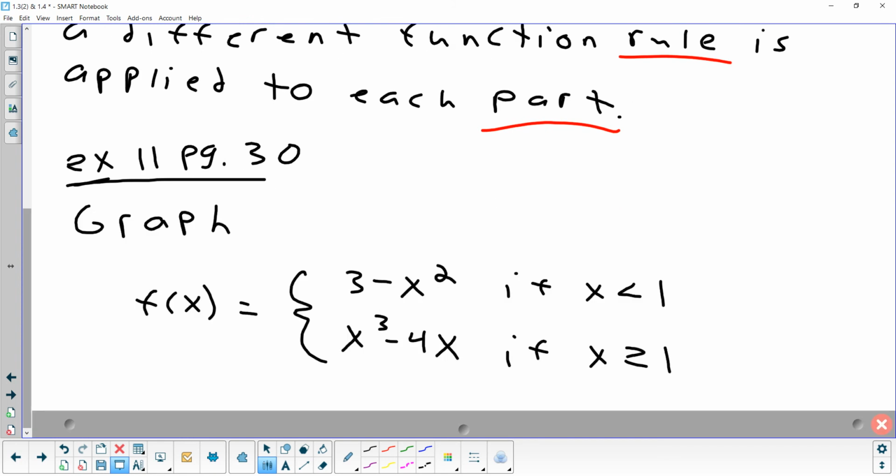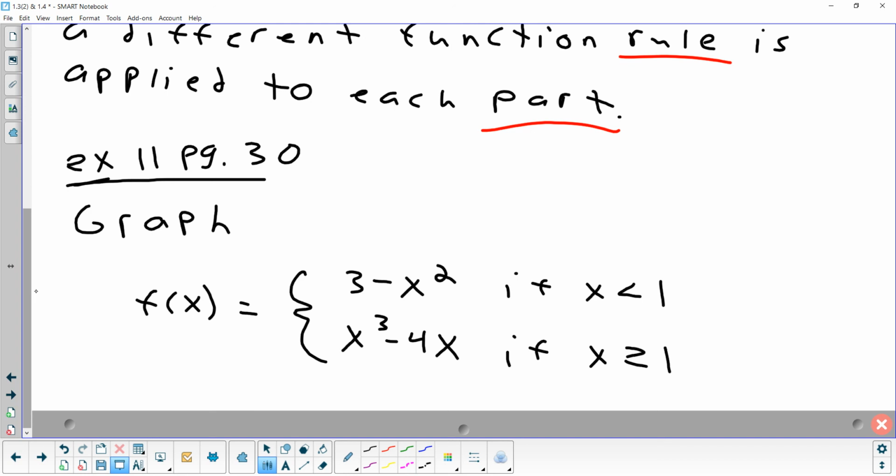But this is what a piecewise defined function looks like. It starts with this bracket. And in this one, they give me two formulas. The instructions are to use the top formula for values less than 1, and the bottom formula for values greater than or equal to 1. So it involves a little extra thinking.